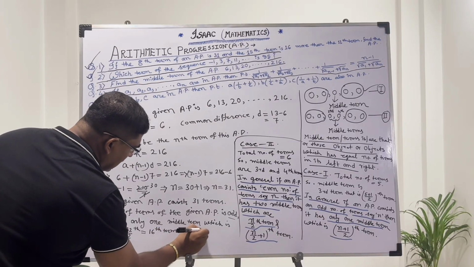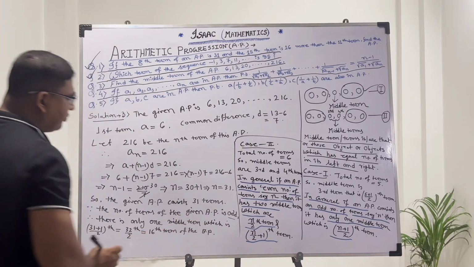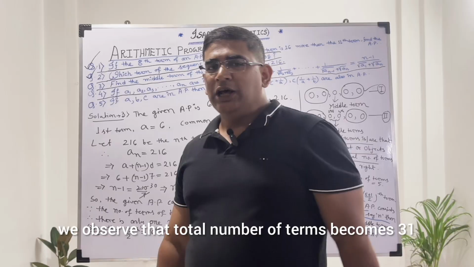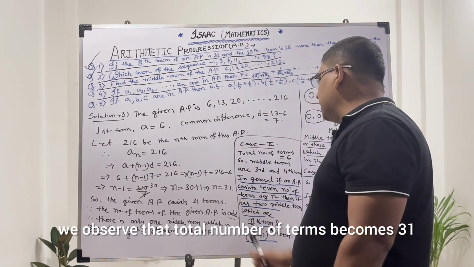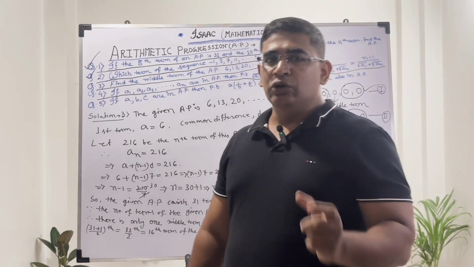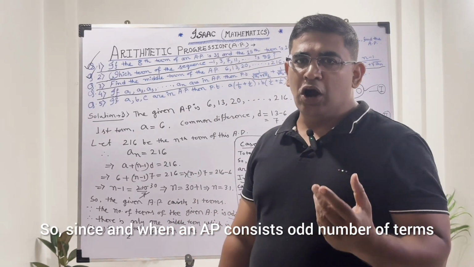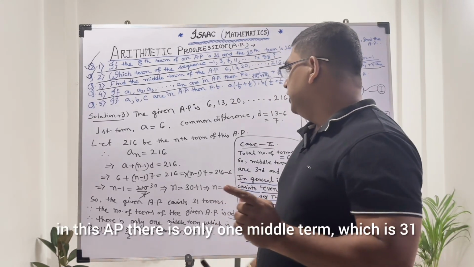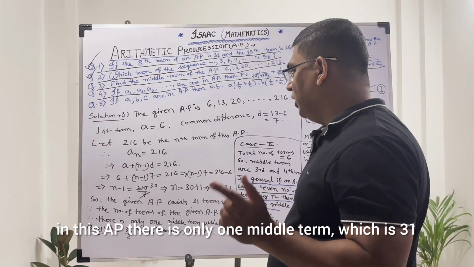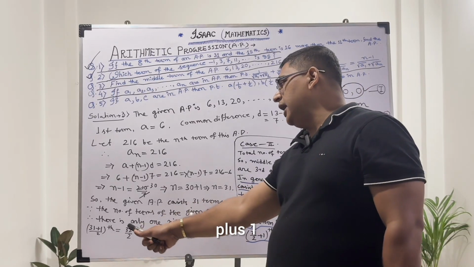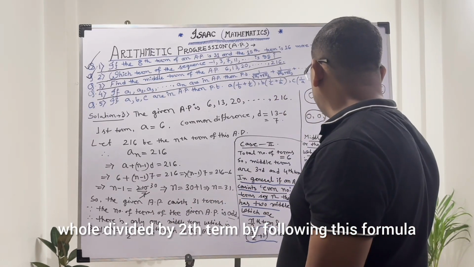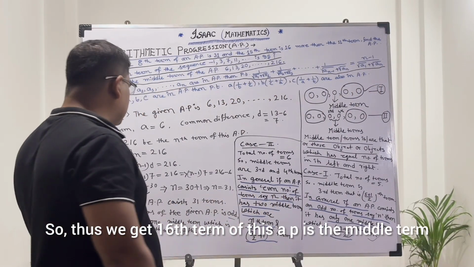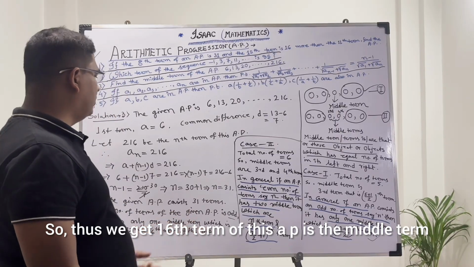Okay. So after finding the number of terms of this AP, we observe that the total number of terms becomes 31, which is an odd number. So since when an AP consists of an odd number of terms, then it has only one middle term. Okay. So in this AP there is only one middle term, which is (31 plus 1) whole divided by 2 th term by following this formula. So thus we get the 16th term of this AP is the middle term.